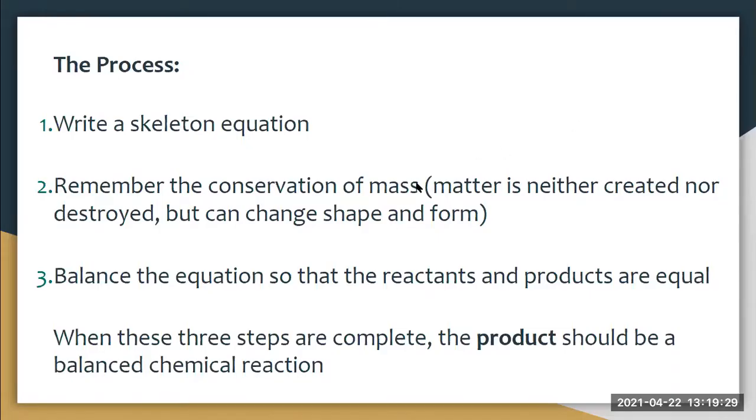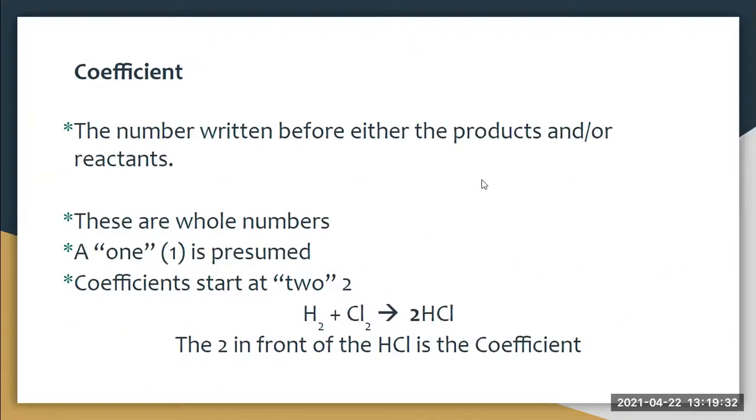Okay, so after we have the big overview of the process, we can talk about a coefficient. And the coefficient is the number that is written either before the products or before the reactants. It goes in front. Please remember that for our class, we're going to be using whole numbers. There are some exceptions where you might be using fractions, but that isn't covered in a basic general chemistry class. Same rule as the subscripts, a 1 is assumed. So you always write coefficients starting at 2 or higher. The coefficients go in front.